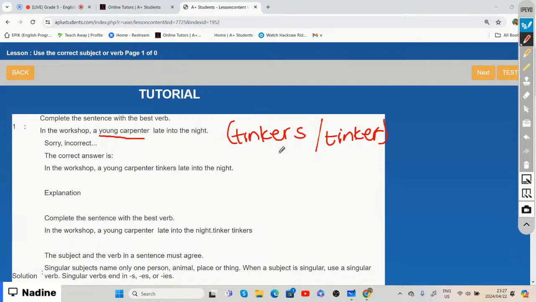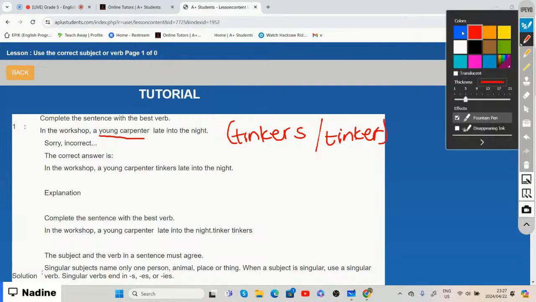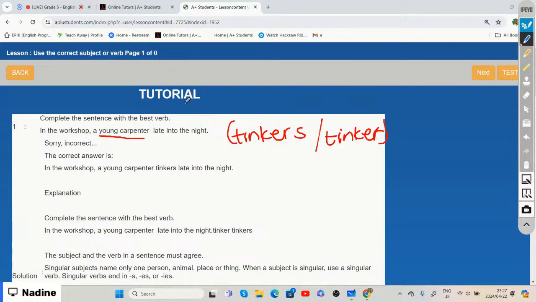All right. If we choose the correct verb, we're going to say the young carpenter tinkers late into the night. So well done. And remember, we said tinkers because we have a singular subject. It needs to agree with a singular verb that ends with s, es, or ies. So well done. So we're going on to the next one, tinkers.